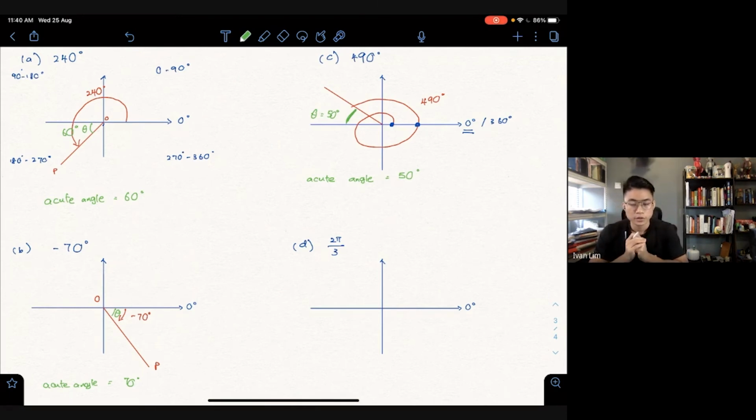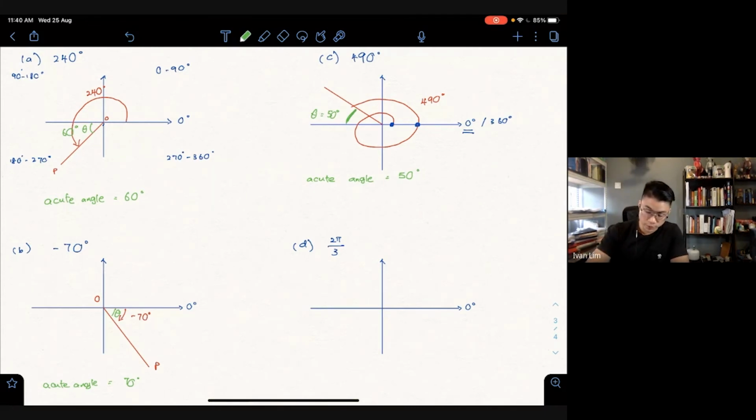Last one, 2 pi over 3. I always convert from 180 degrees, because the basic rule that you all should know is that pi is equal to 180 degrees. Everything we benchmark, we take 180 degrees as the benchmark. So 2 over 3 pi means 2 over 3 of 180 degrees. That's how you calculate it very fast in your head. So 2/3 of 180 degrees will be 120 degrees.